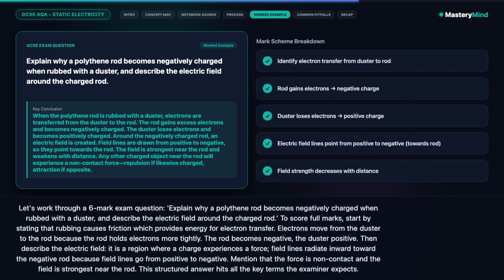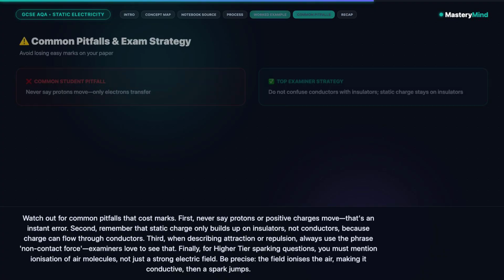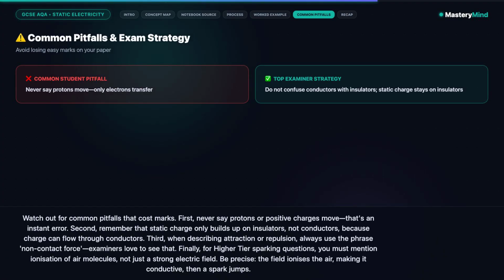Watch out for common pitfalls that cost marks. First, never say protons or positive charges move. That's an instant error. Second, remember that static charge only builds up on insulators, not conductors, because charge can flow through conductors. Third, when describing attraction or repulsion, always use the phrase a non-contact force. Examiners love to see that.